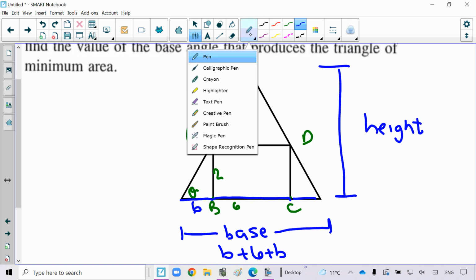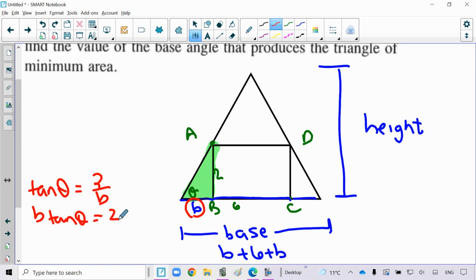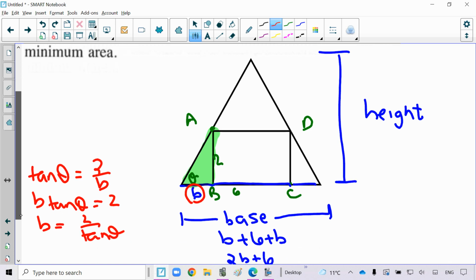So I'm going to look at this triangle right here using that angle, and I'm going to find an expression for the little base using the angle theta. So opposite over adjacent, that would be tangent. So let's write that out. So tan of theta is opposite over adjacent, which is 2 over b. Multiply both sides by b to get rid of that fraction, and then divide both sides by tan. So 2 over tan theta is equal to that little base.